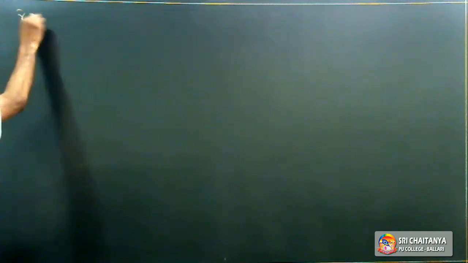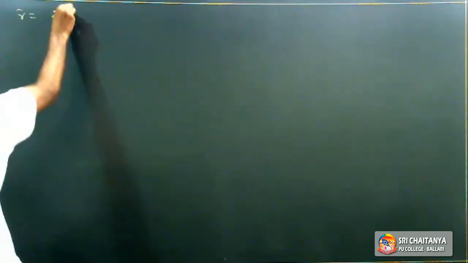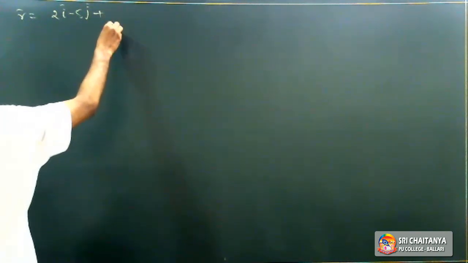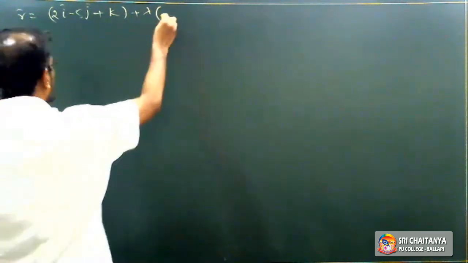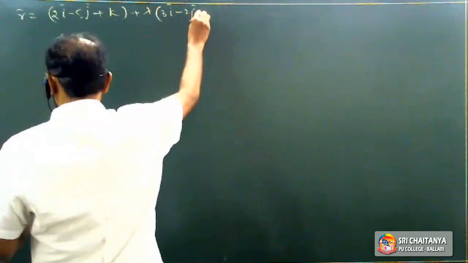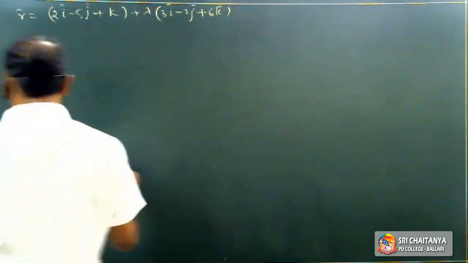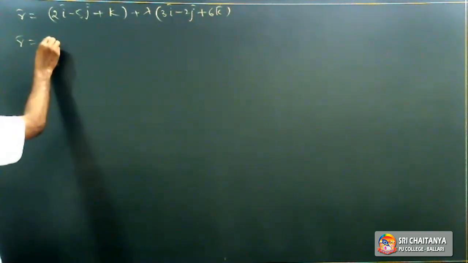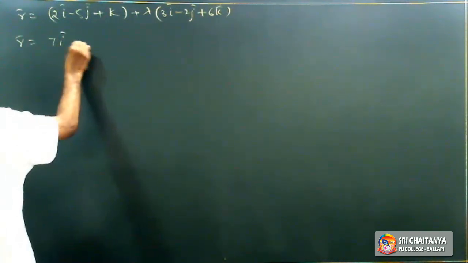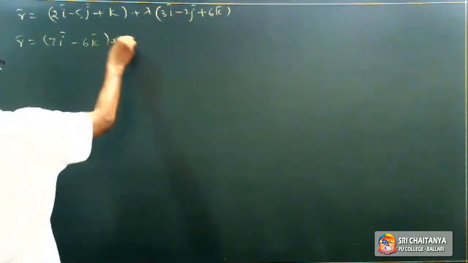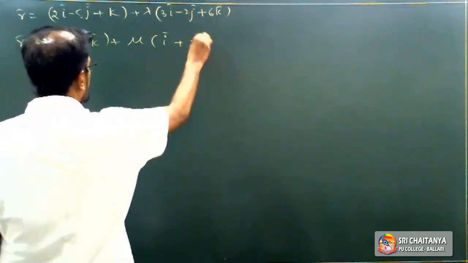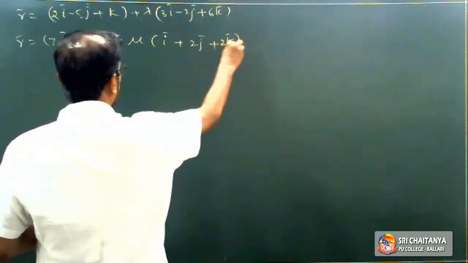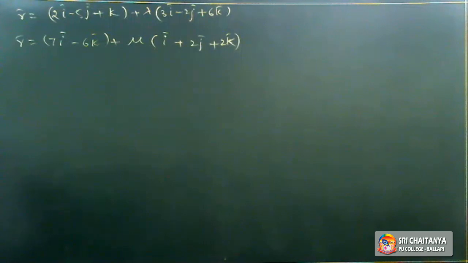Find the angle between the pair of lines. r bar is equal to 2i minus 5j plus k plus lambda into 3i minus 2j plus 6k bar, and r bar is equal to 7i minus 6k plus mu into i plus 2j plus 2k. Find the angle between two lines.